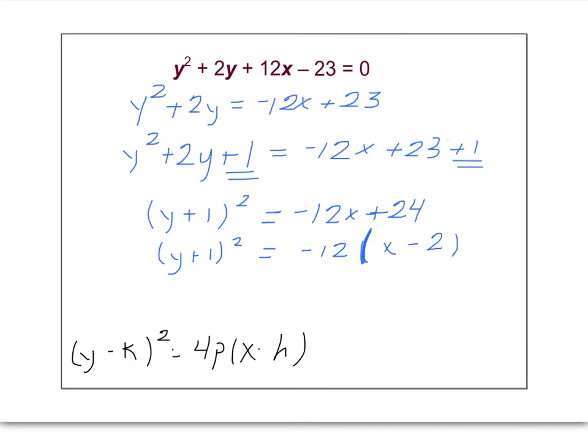And then once in that format, we have to deal with this left-hand side as it's y plus 1, and we're used to a y minus k. So we can recognize that that's the same as y minus negative 1 squared, in terms of helping us recognize what the vertex of the equation is, equals negative 12 times the quantity of x minus 2.